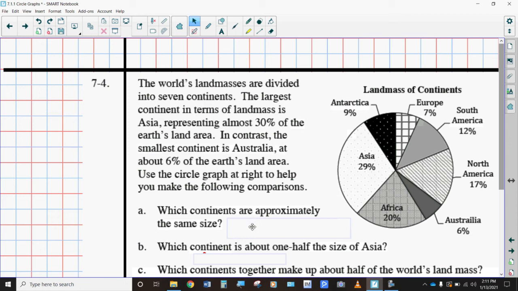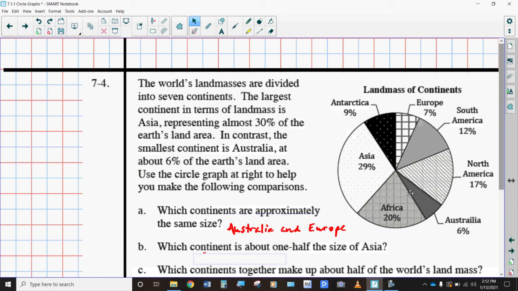Which continents are approximately the same size? I would say Europe and Australia are pretty close, right? That's 7 and that's 6%. Anything else that comes relatively close? No, I think that's pretty much the two that come the closest, Australia and Europe.